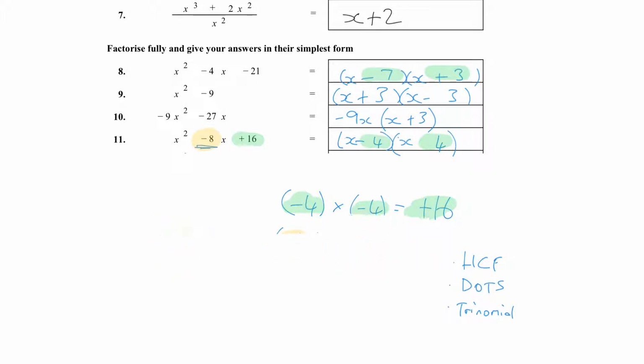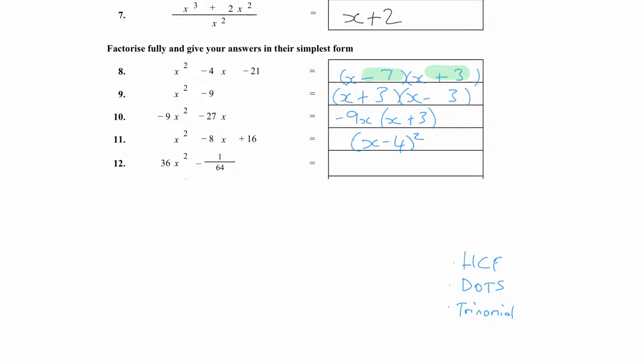So minus 4 minus 4. You can write this as they do in the memo, and it is nicer to write it this way rather than writing it as x minus 4, x minus 4. You can write it as x minus 4 squared, because that's just a much more compact way of writing it. Factorization continues with question 12.